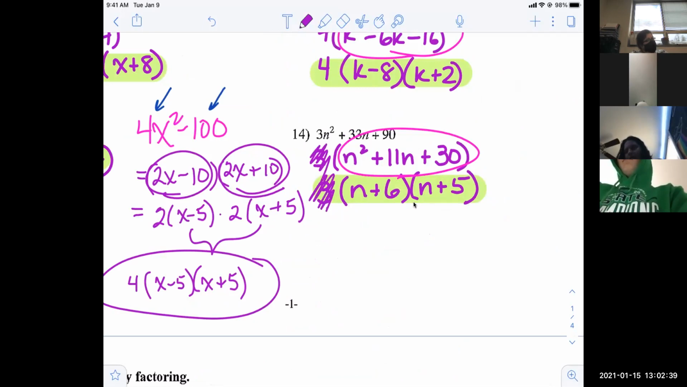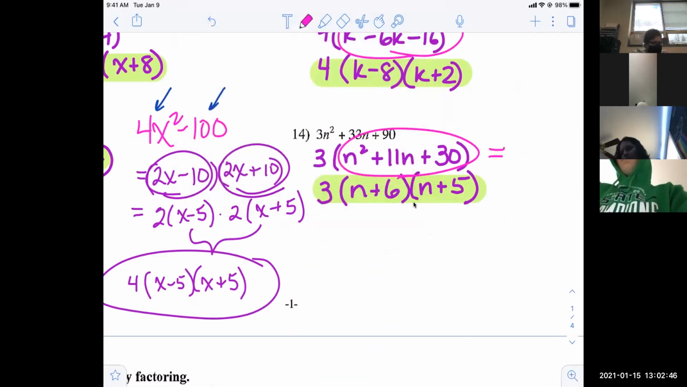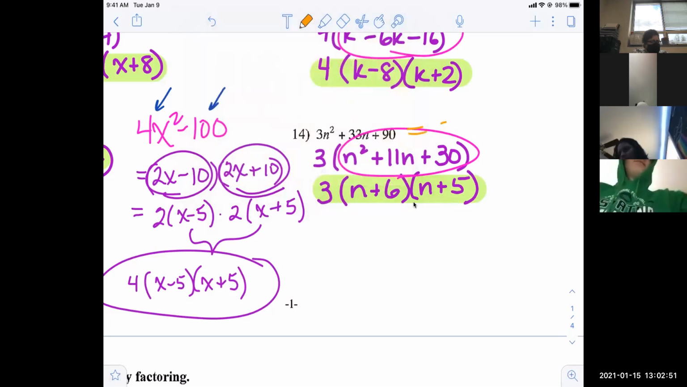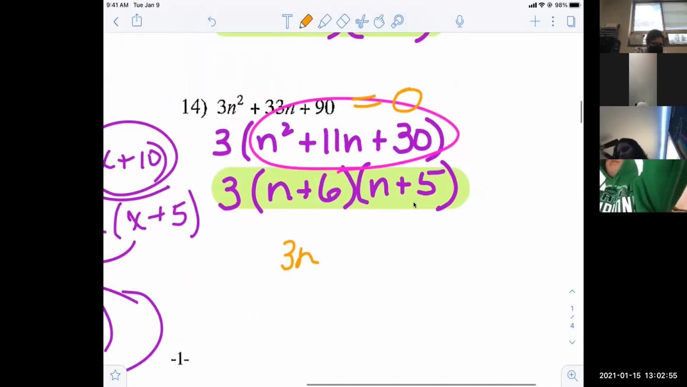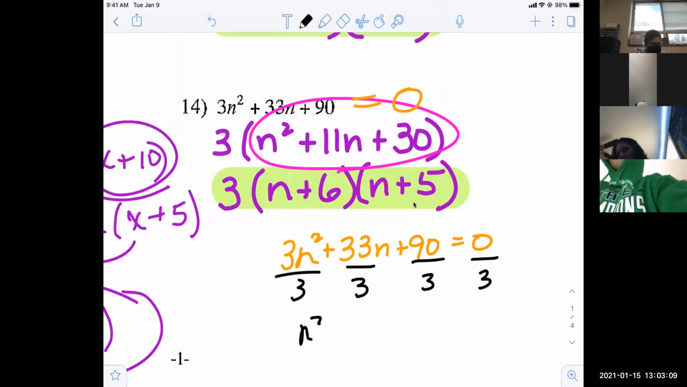Okay. The problem is this is not an equation. So if it was an equation, you could have this equal to 0. Let me recopy it: 3n squared plus 33n plus 90 equals 0. You could divide everything through by 3, and that would not be a problem because it's an equation. If you multiply the left side by 3, multiply the right side by 3, you're going to get your n squared plus 11n plus 30 equals 0.